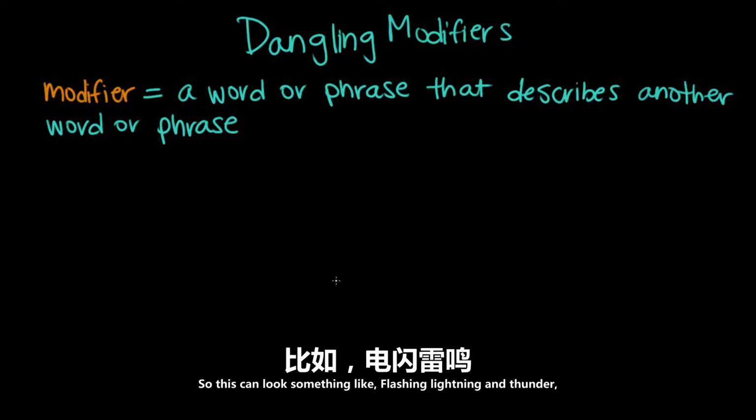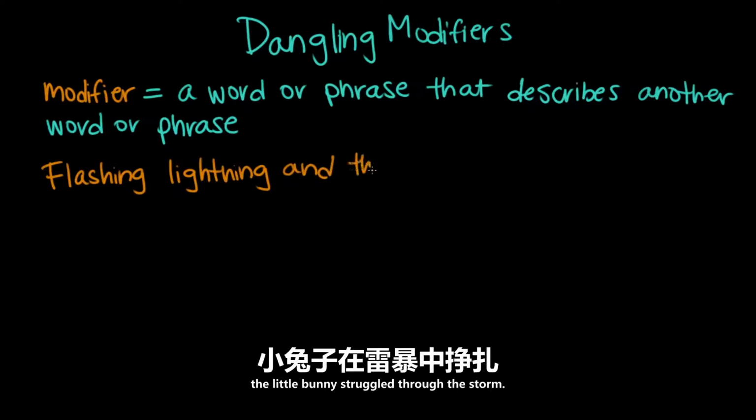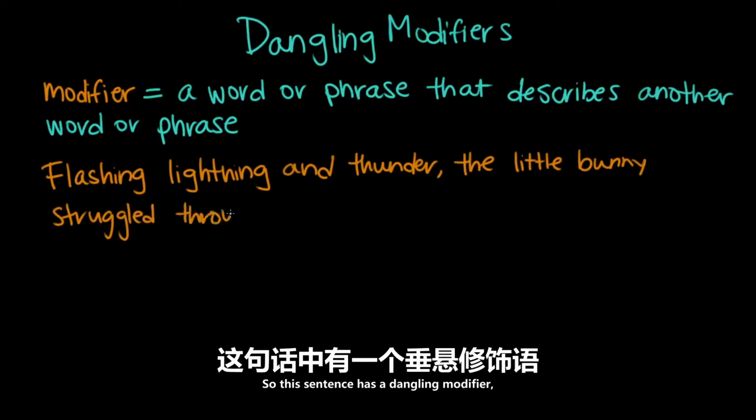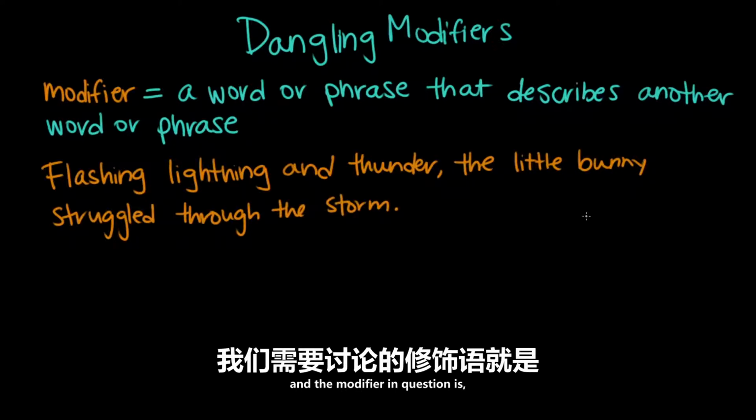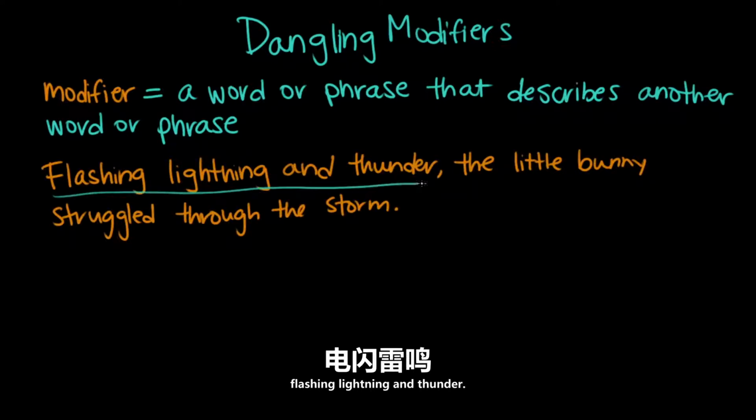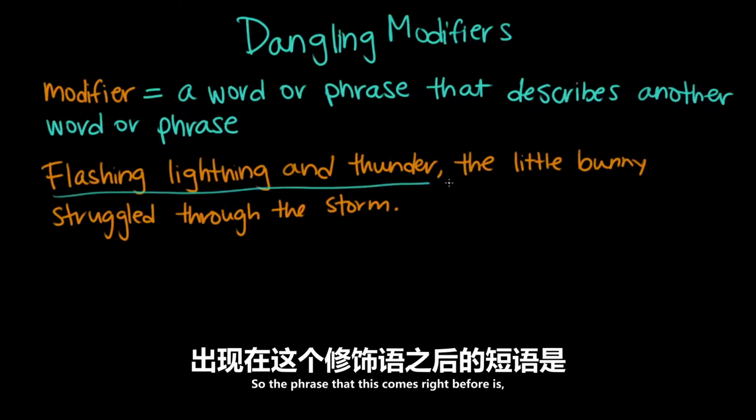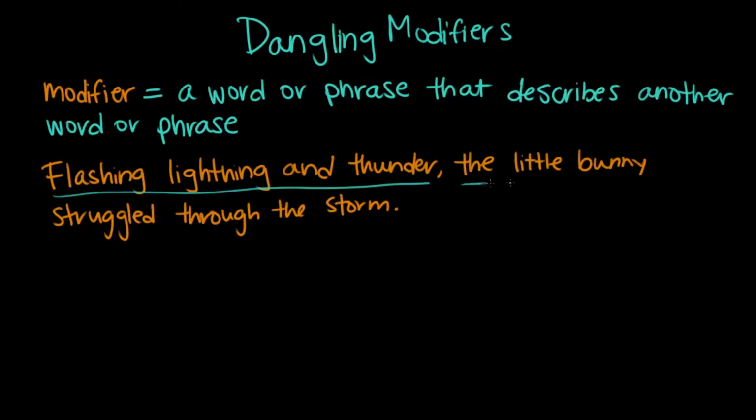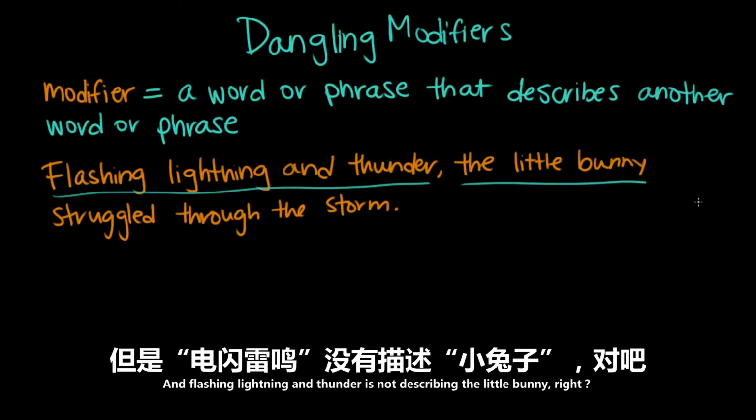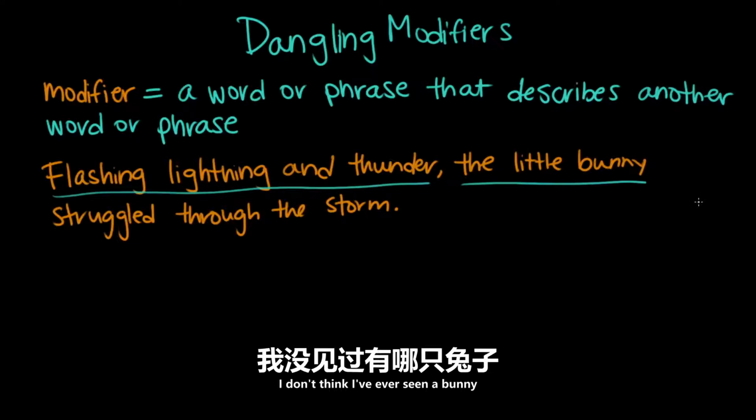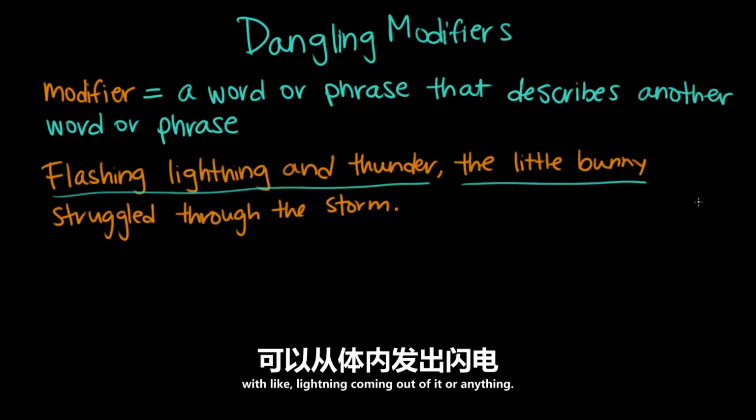So this can look something like, "Flashing lightning and thunder, the little bunny struggled through the storm." This sentence has a dangling modifier, and the modifier in question is "flashing lightning and thunder." The phrase that this comes right before is "the little bunny." And flashing lightning and thunder is not describing the little bunny, right? I don't think I've ever seen a bunny with lightning coming out of it or anything.